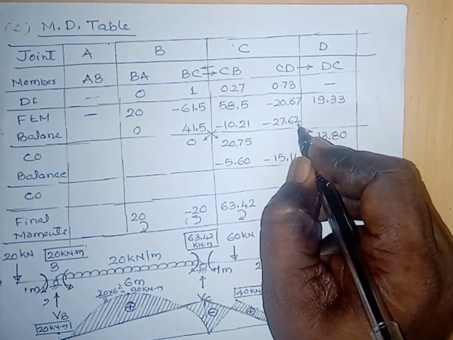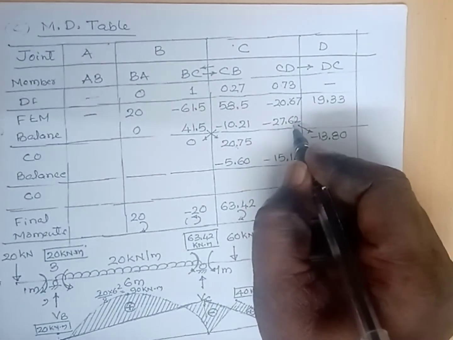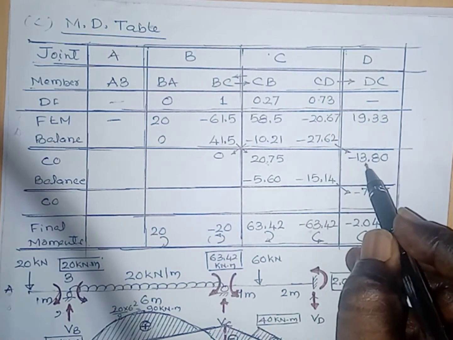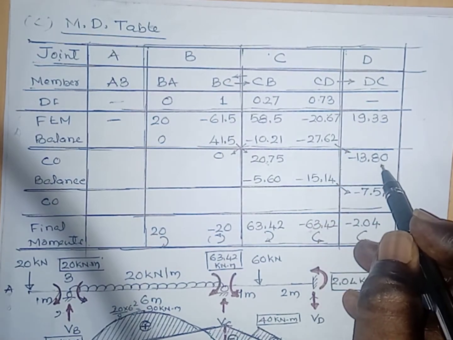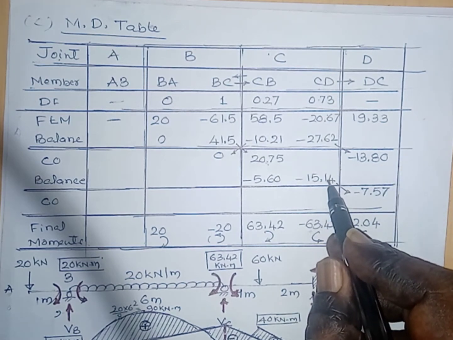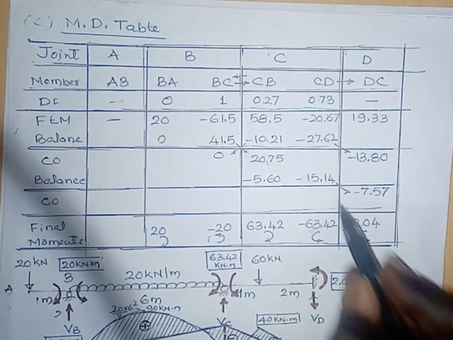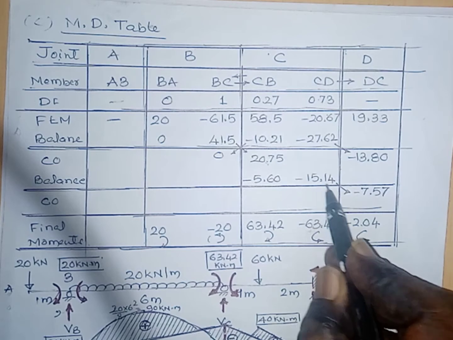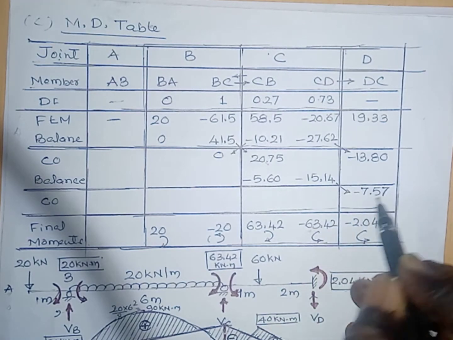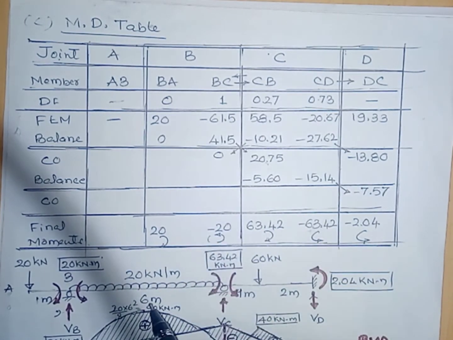Again, there is the carryover from C to D. C to D, I have shown the arrow mark. Half of this is carried over from C to D, that is minus 13.8. Similarly here, half of 15.14 is carried from C to D, that is 50%, minus 7.57. Then there is no unbalanced moment at any joint, either B or C.